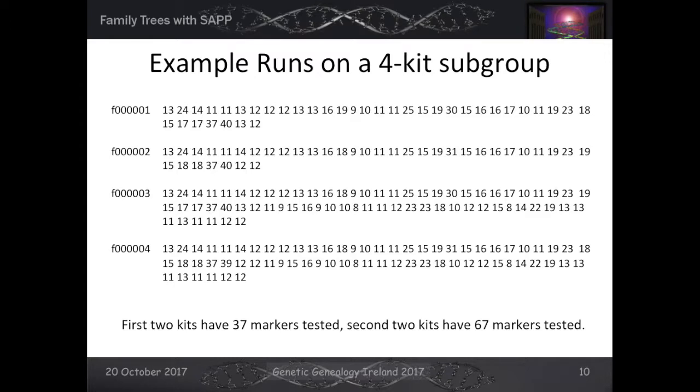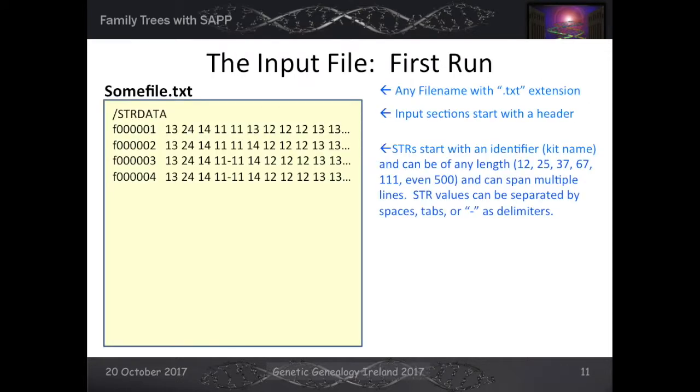we will start with just four kits. There's 2 of 37 markers and 2 of 67. It doesn't matter how many markers you put in, it'll accept any number. The text file is simply divided by sections. The only required section is the STR section, and I'll talk about why. You put a slash and then the section name. There's a help file online that explains all these sections for you, so you don't have to remember the format. Then you just put the kits in with the kit name and all the numbers. Again, it is fairly accepting on the formats. You'll see a lot of the detail in there.